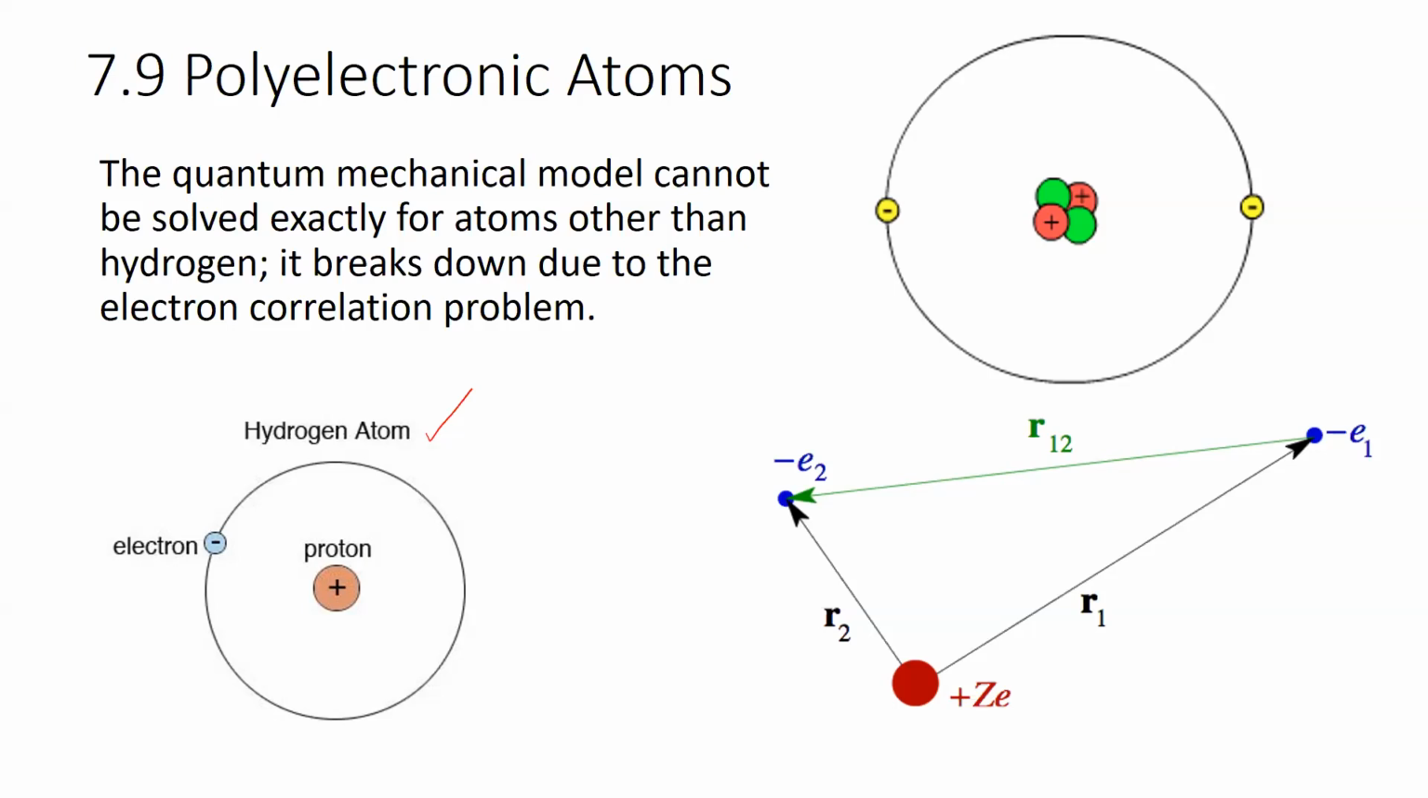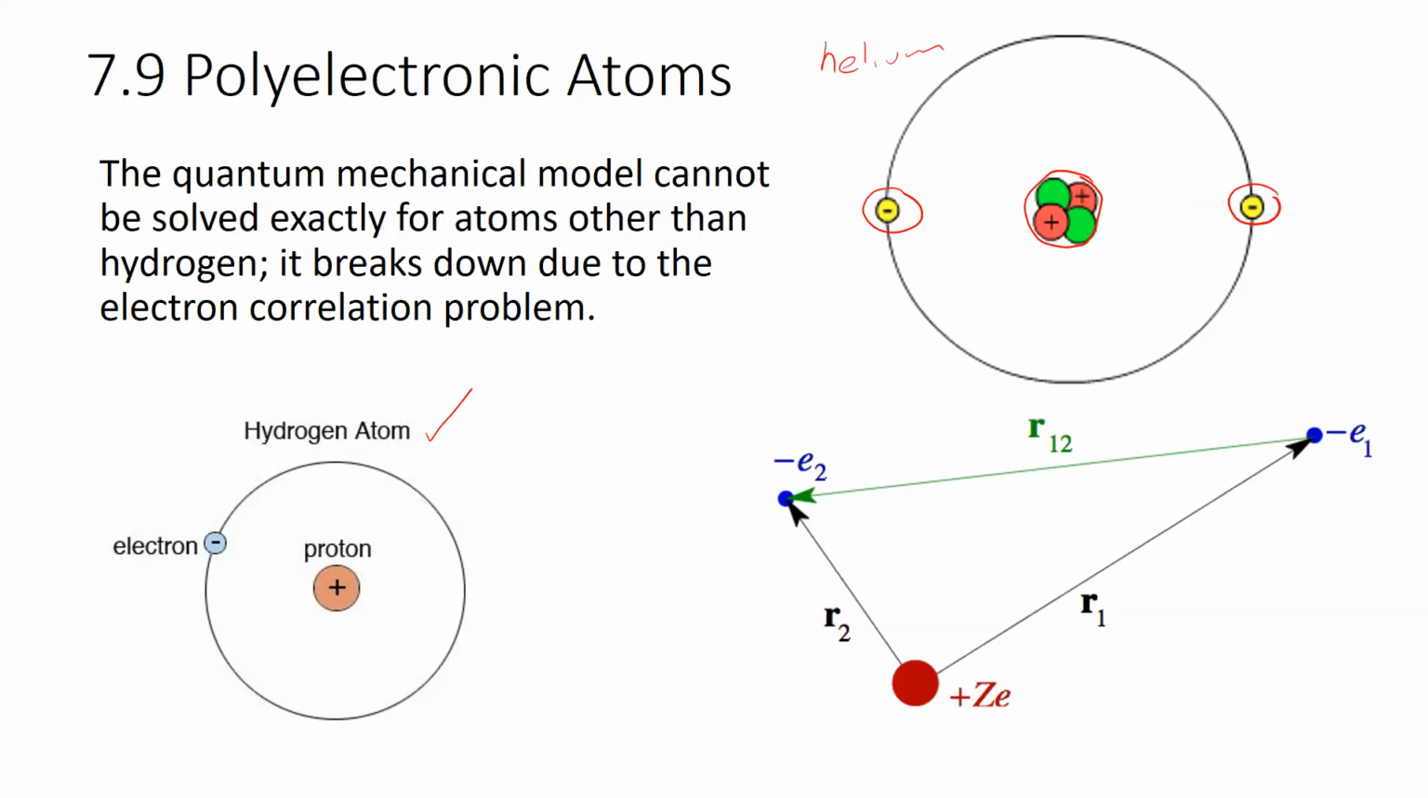Now, if you try to model other atoms, even the next simplest atom, helium, in a helium atom you still have a nucleus. The nucleus of a helium atom has 2 protons and 2 neutrons, so that's got a +2 charge in the middle. The magnitude of the charge isn't the problem. What happens is you now have 2 electrons. When you have 2 electrons and a nucleus, that's when you have a problem.